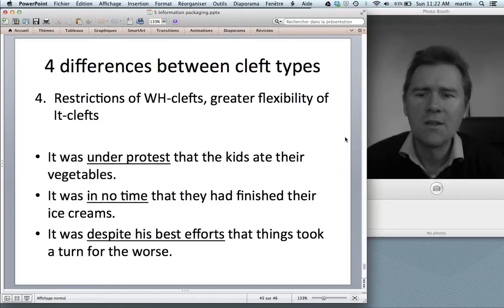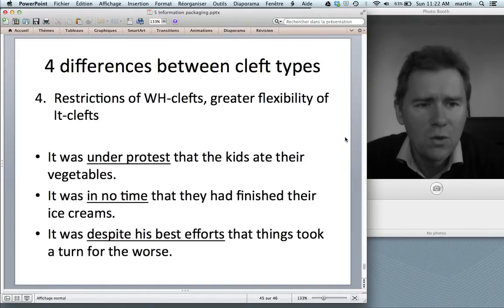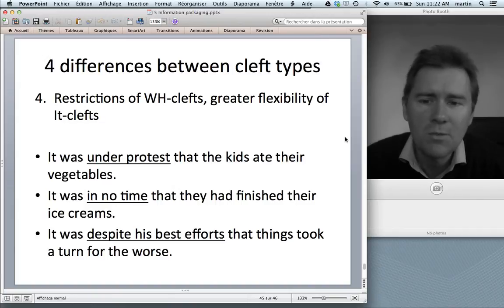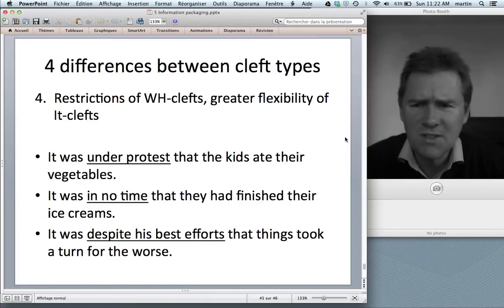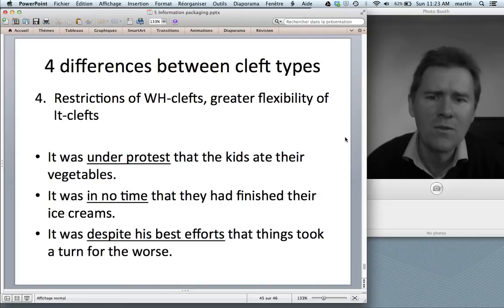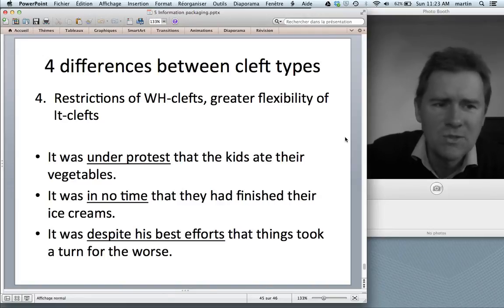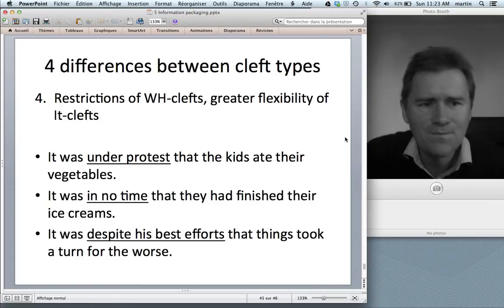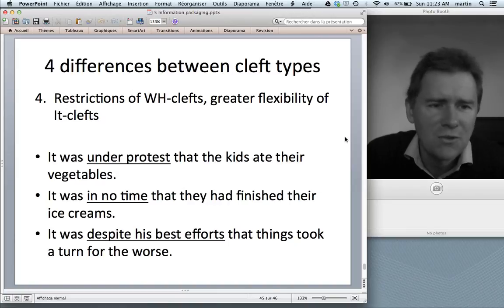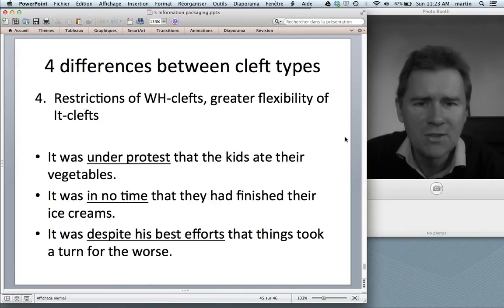And then, of course, there are IT clefts that have no WH-cleft correspondences whatsoever. It was under protest that the kids ate their vegetables. How the kids ate their vegetables was under protest? Nah. It was in no time that they had finished their ice creams. How fast the kids finished their ice creams was in no time. No, that's word soup, really. It was despite his best efforts that things took a turn for the worse. Again, there's no real counterpart in terms of a WH cleft.